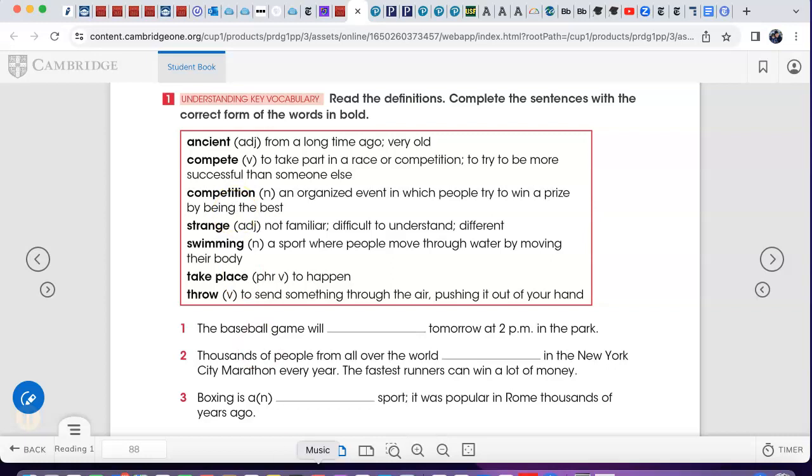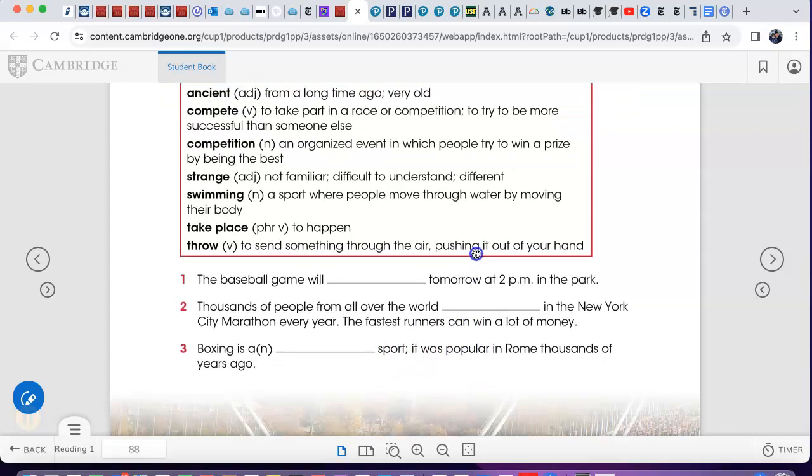Actually, that's not true. We already have a noun here. So this word is actually going to be an adjective because we already have the noun provided. My apologies. So our two options for an adjective are strange and ancient. And if we're talking about something that was popular thousands of years ago, then that's going to be ancient. Boxing is an ancient sport. It was popular in Rome thousands of years ago.